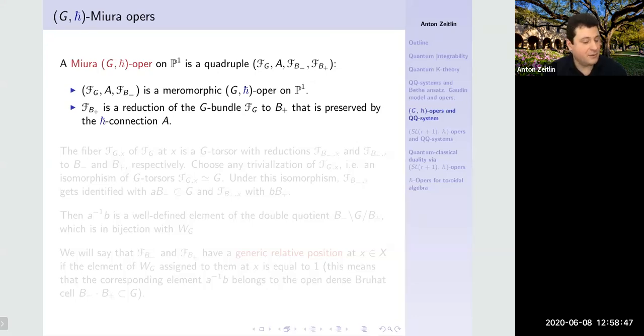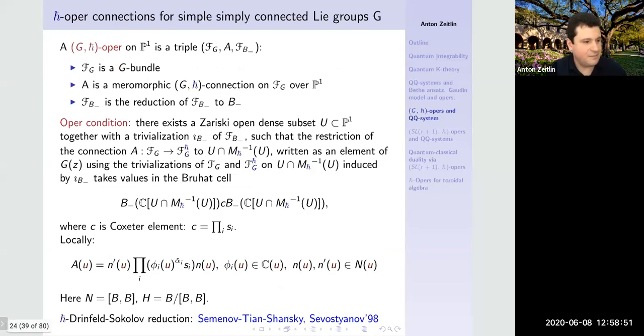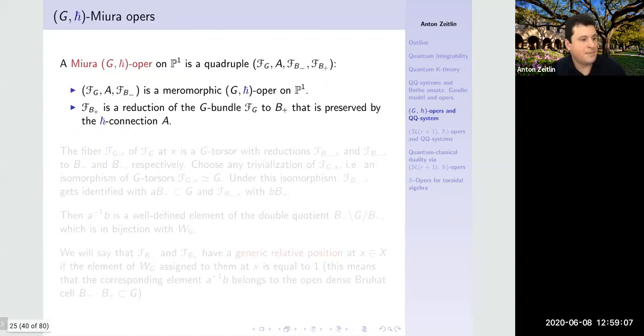Let me explain it once again, because it's important. We had a B minus reduction with respect to which the connection behaves in this way, so it is an operator which has the following form. And then there is a B plus reduction, which it preserves. Now, because we have two reductions, B minus and B plus, the question is how do they relate to each other?